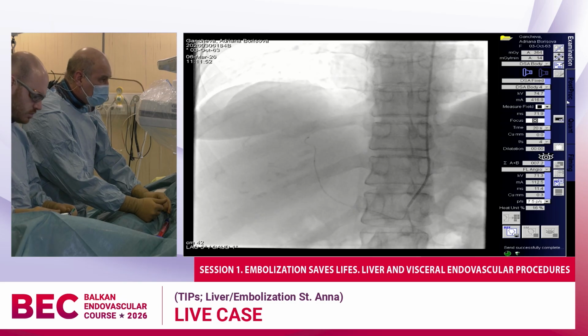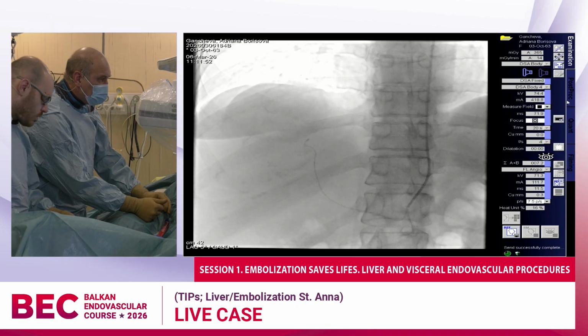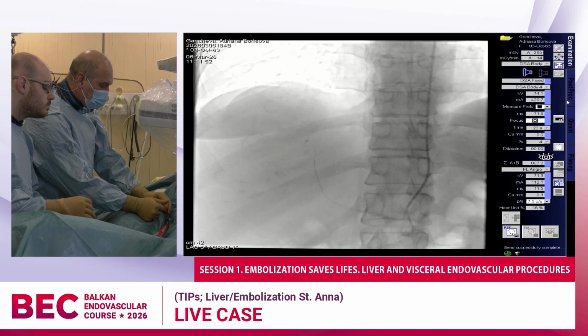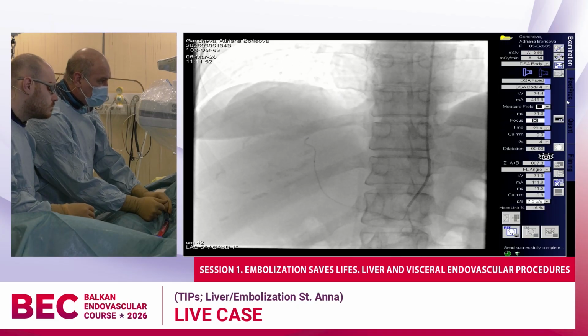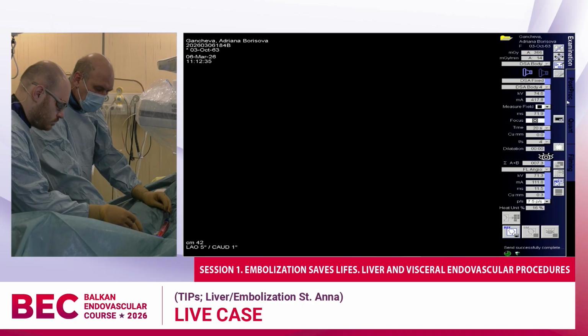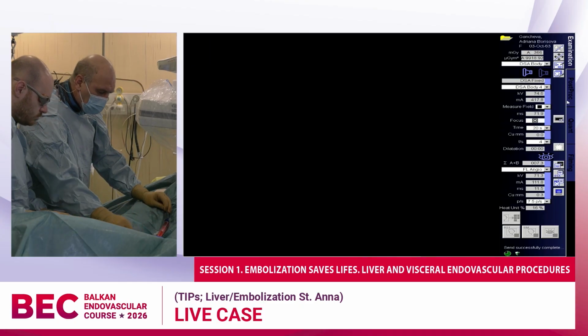But in this situation, we want ischemia to be full, and we are really hoping to be able to downgrade this. Just I will do a small puff.